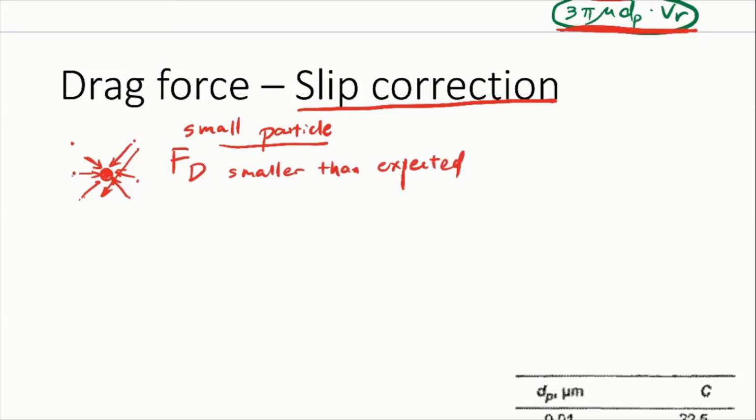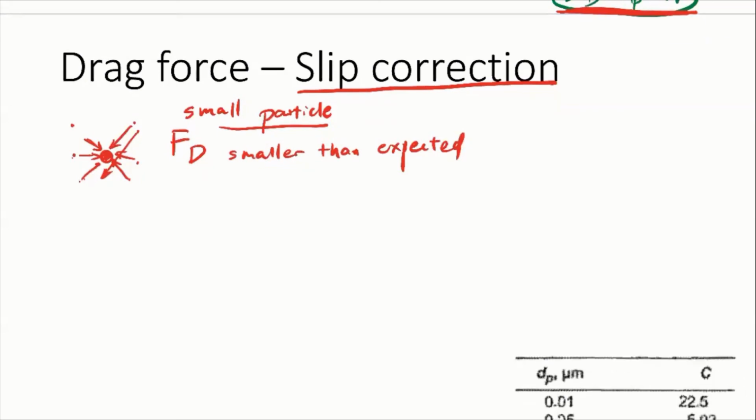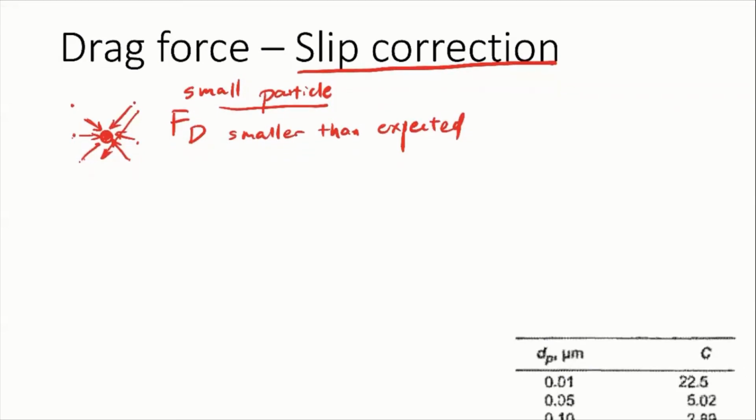Mainly because the collision between the molecules and the particle, or the probability, becomes lower, right? So that's why people further introduce a correction factor. So now the final form that we have nowadays when we try to calculate the particle movement is 3 pi nu dp Vr divided by C.